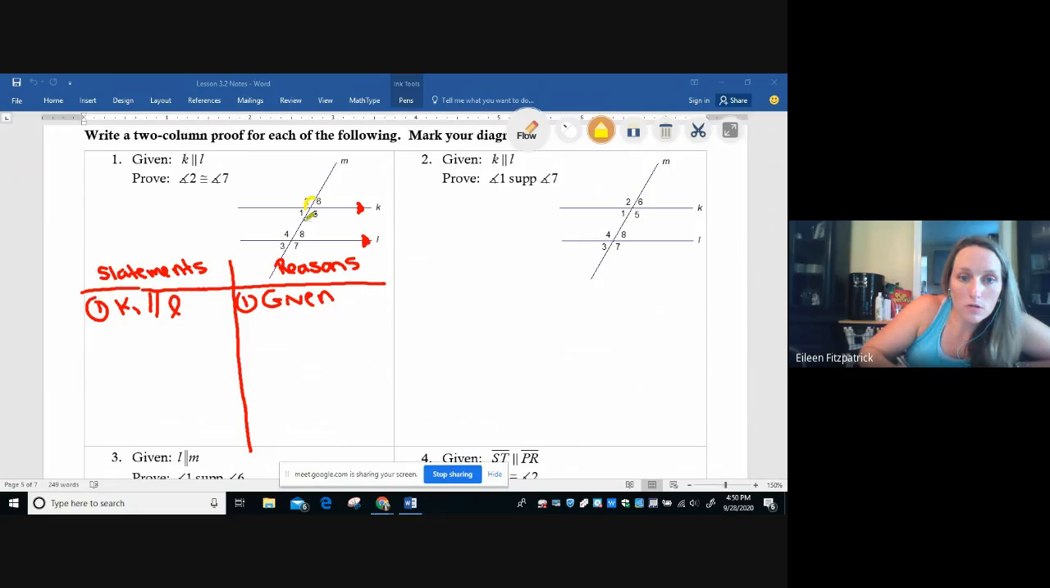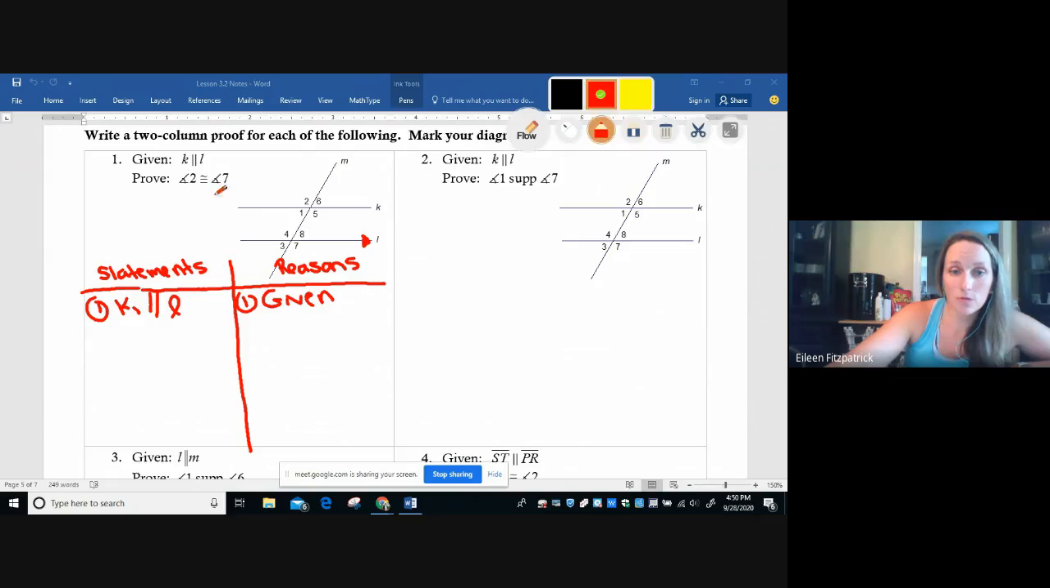We're asked to prove that angle 2, I'm just going to mark it with yellow for now, and angle 7 are congruent. Now, one thing to keep in mind, you cannot have a two-step proof. If you have a two-step proof, that means that you're trying to prove whatever justification you're trying to use in your proof. So you can never have a two-step proof. If you do, you have to find a different way to prove what you're being asked to prove.